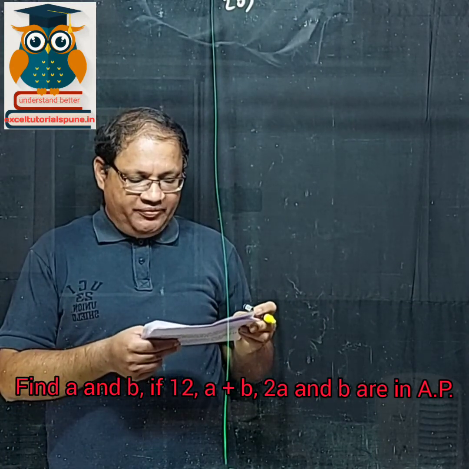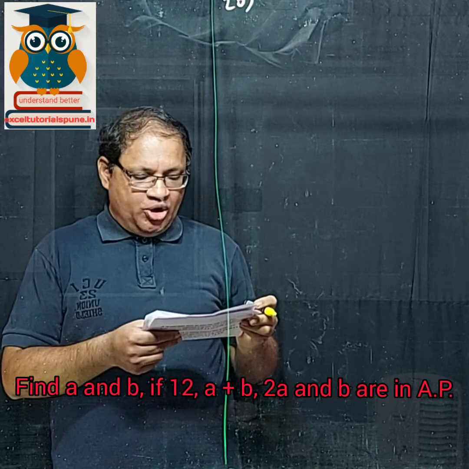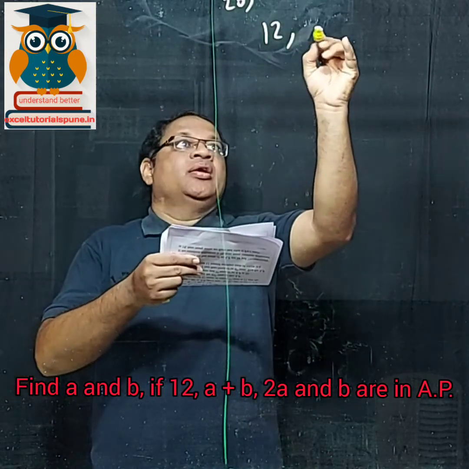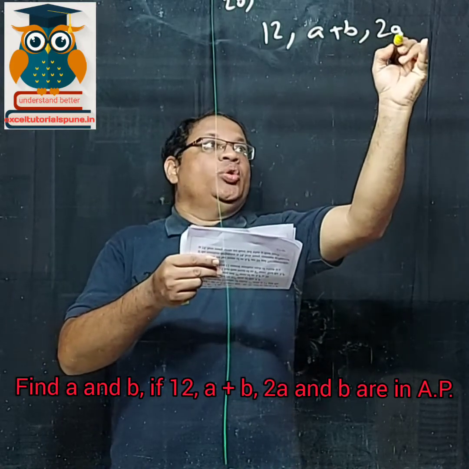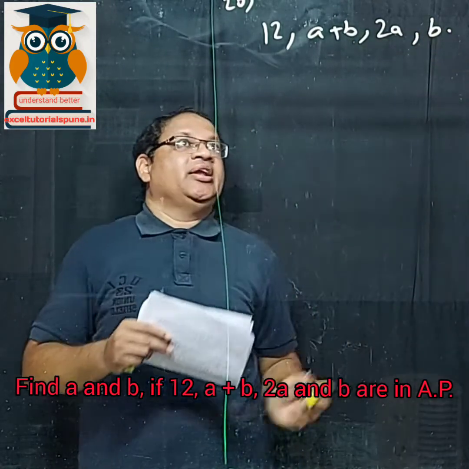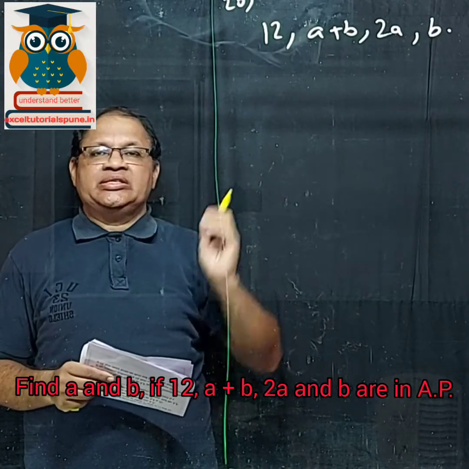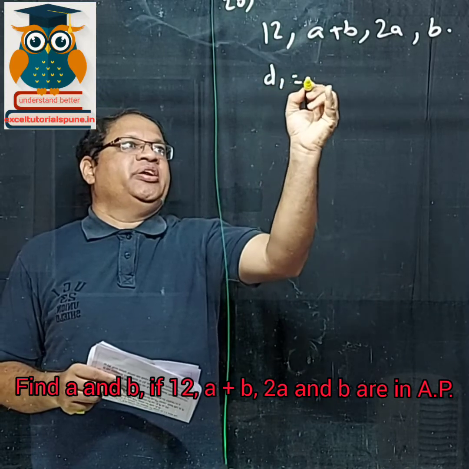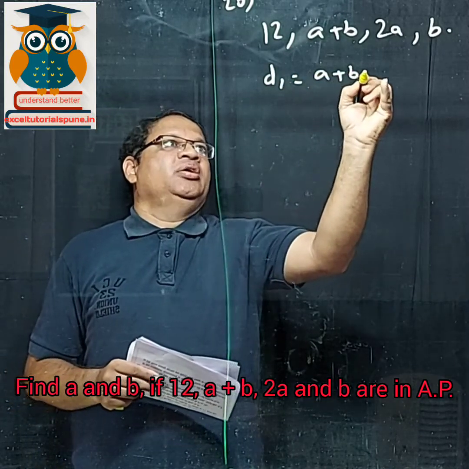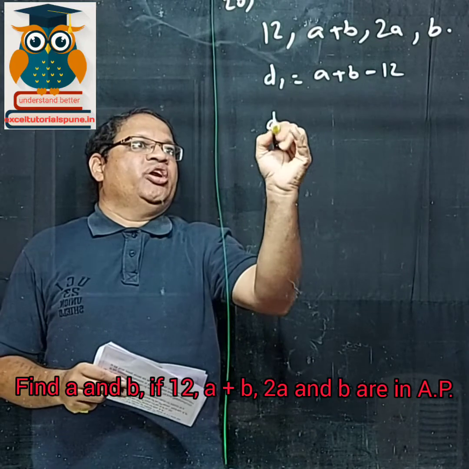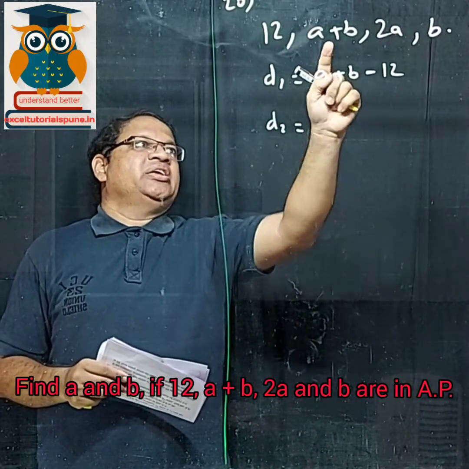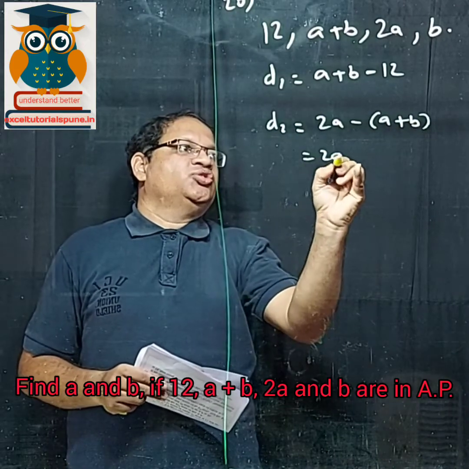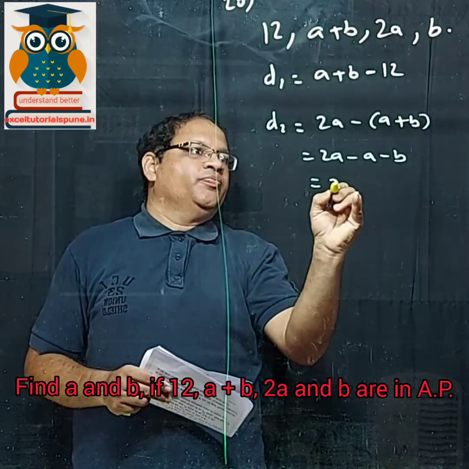Find A and B if 12, A plus B, 2A and B are in AP. So 12, A plus B, 2A and B are in AP. Now the difference is the same, right, for all of them. So second number minus first number, what will be D1? A plus B minus 12. Then what will be D2? The third number minus second number. 2A minus (A plus B). That is 2A minus A minus B.